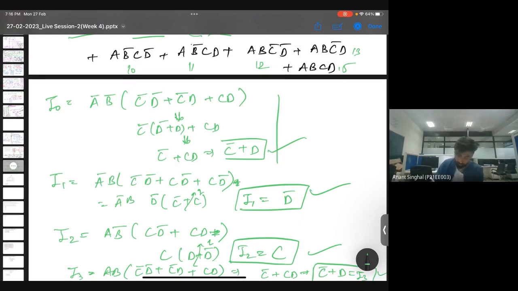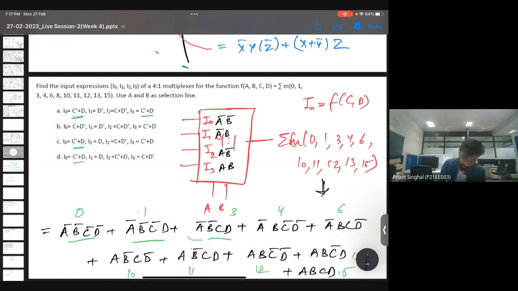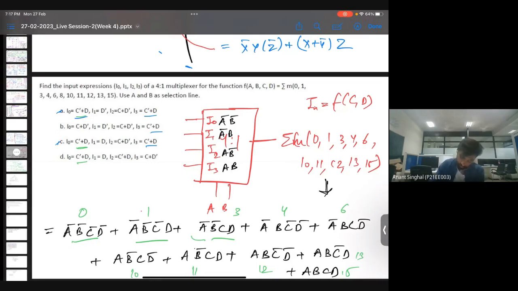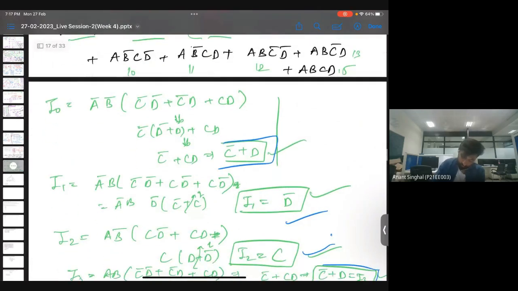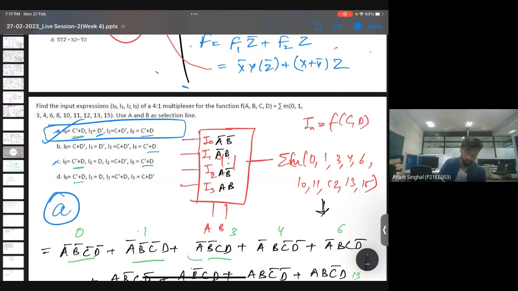So if I try to check the option, so this is I0 C bar plus D, this is I3 C bar plus D, and I1 is D bar and I2 is C. So okay, C bar plus D, C bar plus D. Okay, so these two can be correct. Then what was the option? So I1 is D bar. Yeah, so A is the correct answer, right? Is it fine? So the correct answer is A.